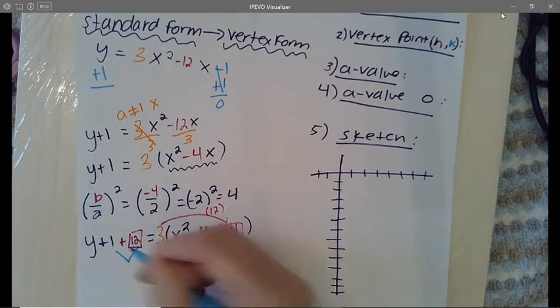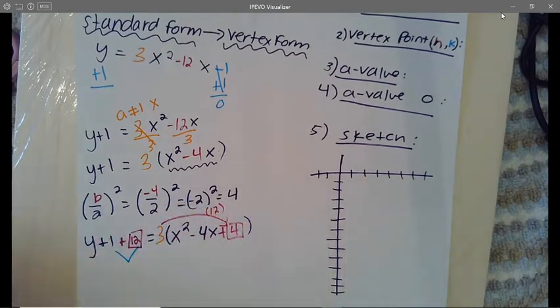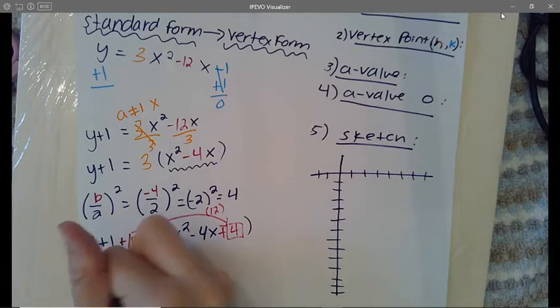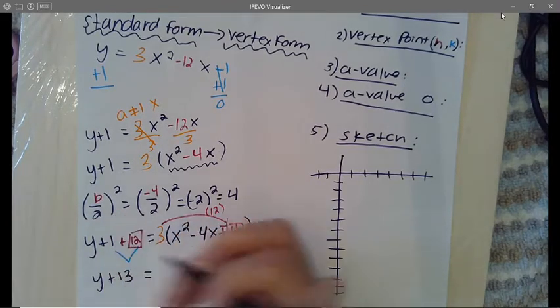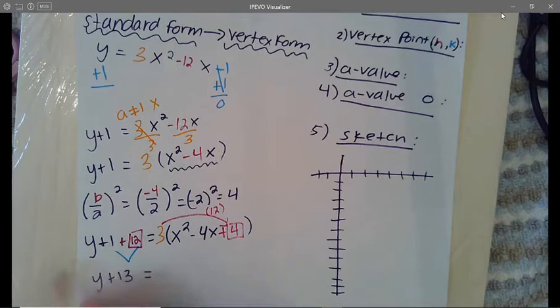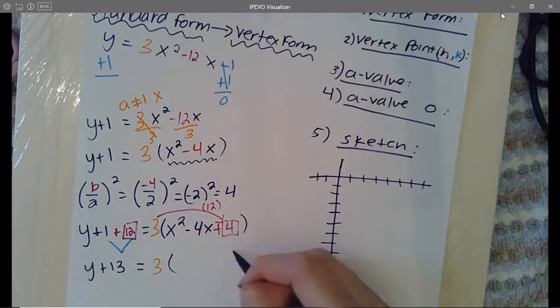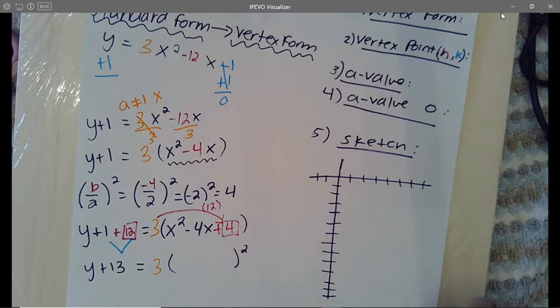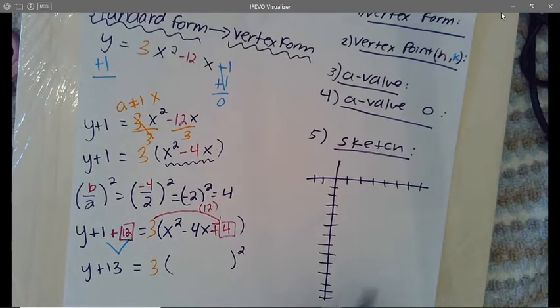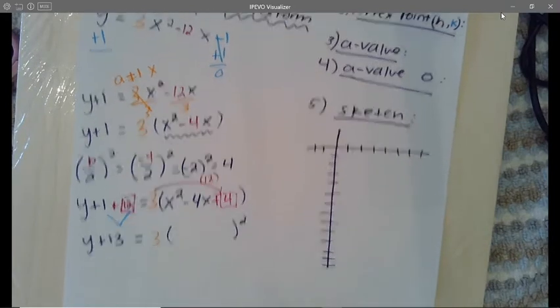Okay, so let's start combining like terms. 1 plus 12 is 13. So it's y plus 13 equals, all right, so now I can write this as a perfect square trinomial. Let's do that. I forgot to leave room for the shortcut, so I'll just do it down here again, sorry.